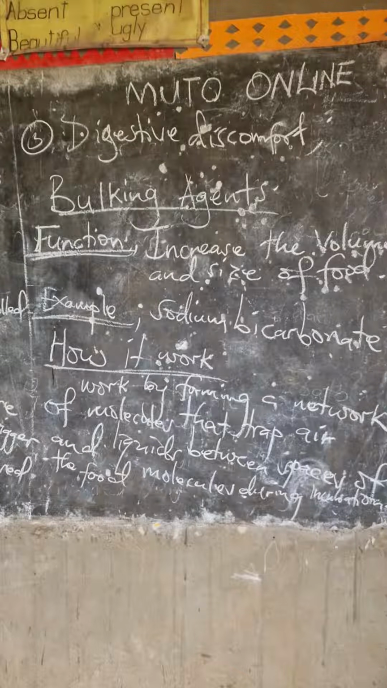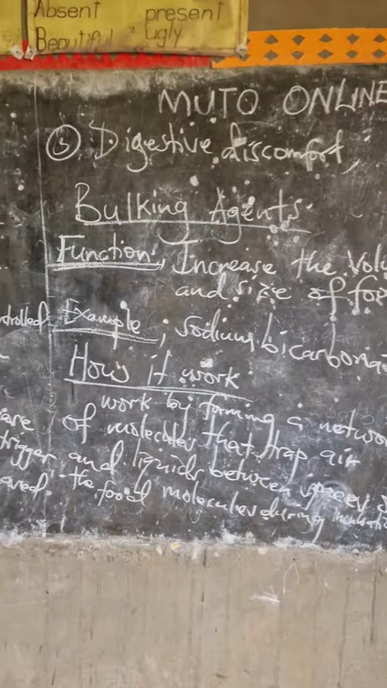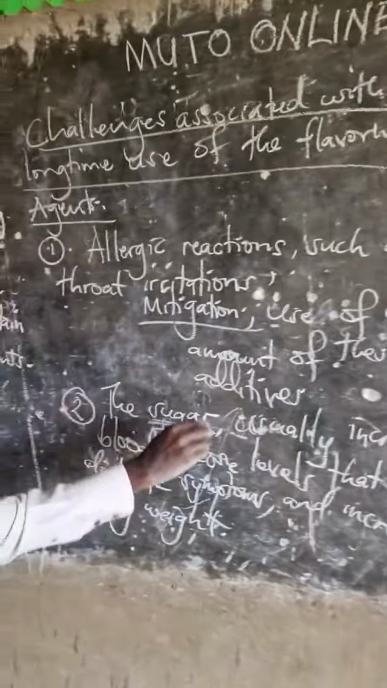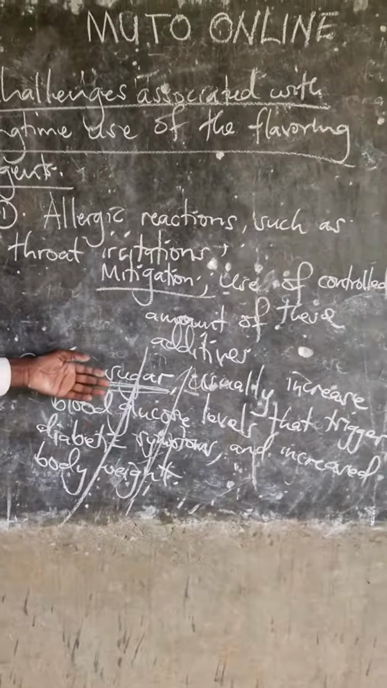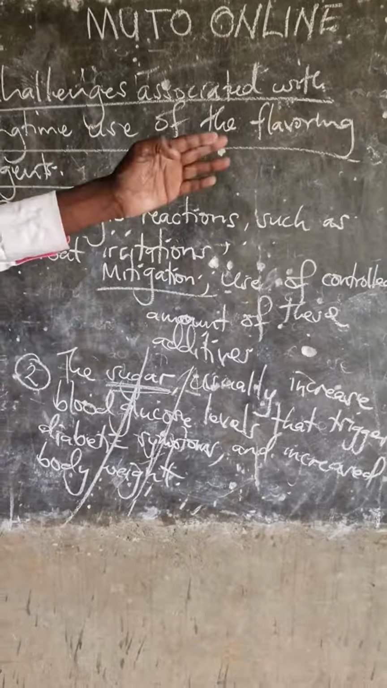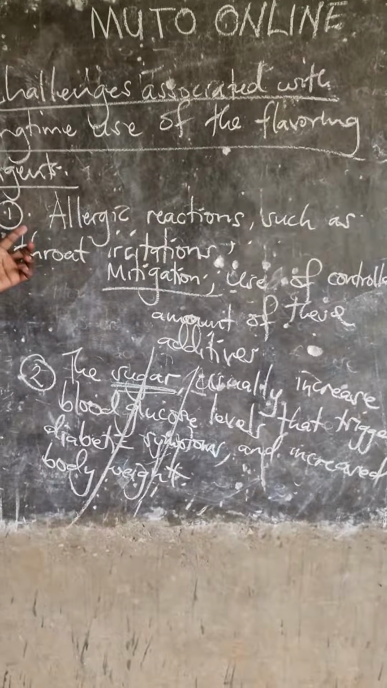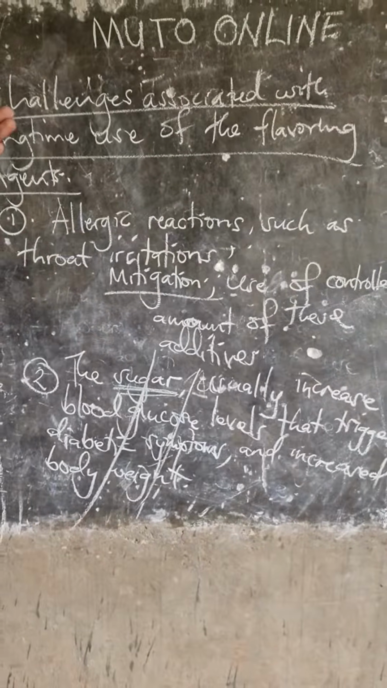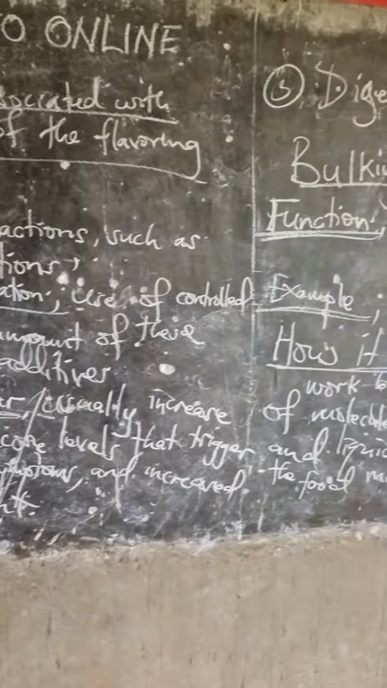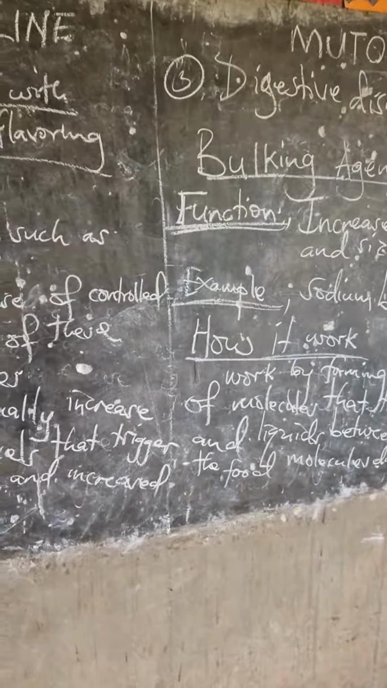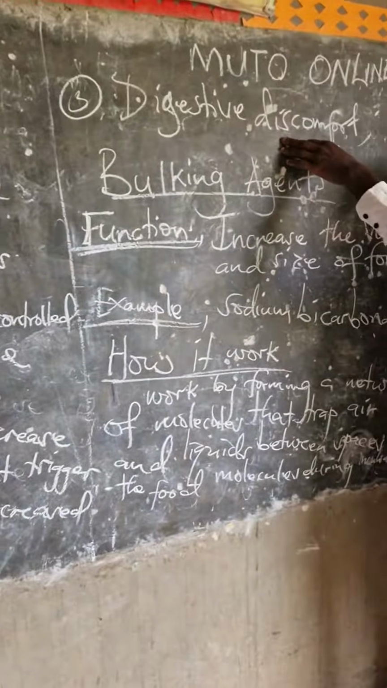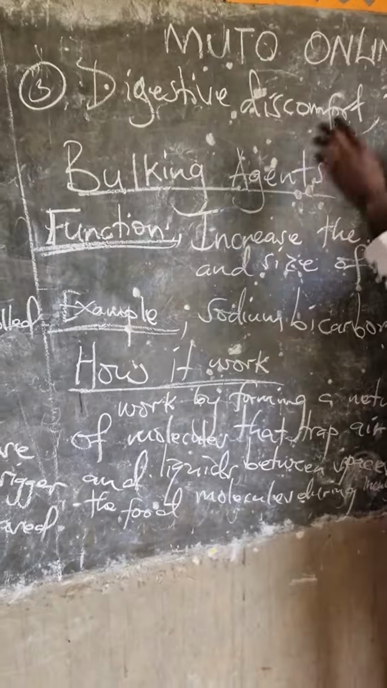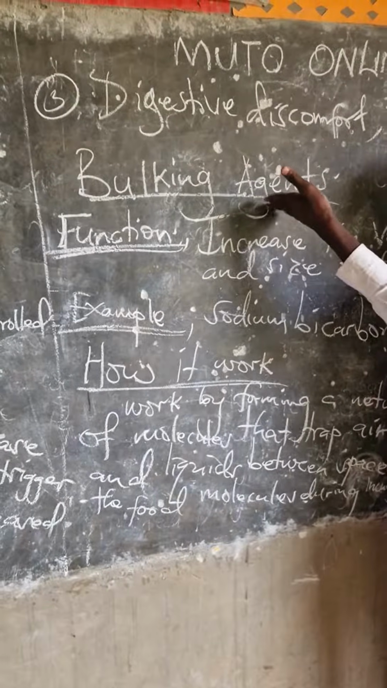The challenges will remain the same. Apart from this, here on the bulking agents, we may not need this one about sugar because we don't have anything like sugar as a bulking agent. The allergic reaction will remain. The digestive discomfort will remain as challenge. Mitigation for digestive discomfort is reducing use. Reducing the amount of these bulking agents used.